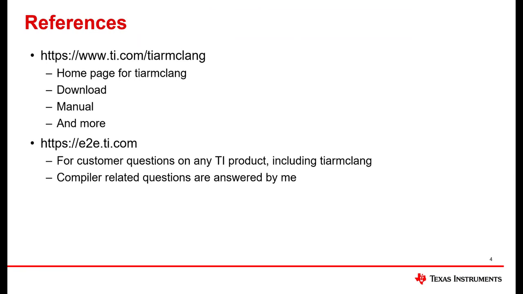I'm going to close out this video by giving you a couple of references. The first one is to the homepage for TIARM-Clang. That's the URL, ti.com/TIARM-Clang. Here's where you can download the compiler and access the manual and more details like that.